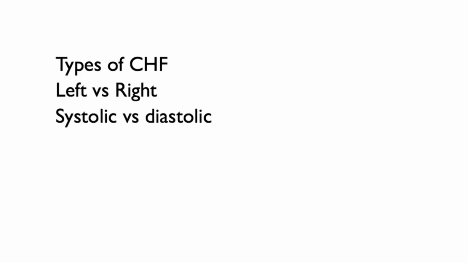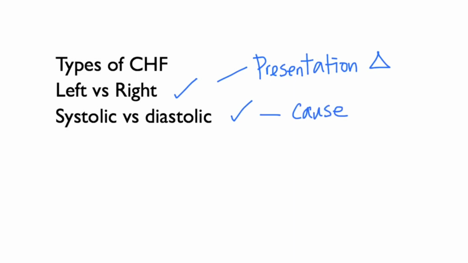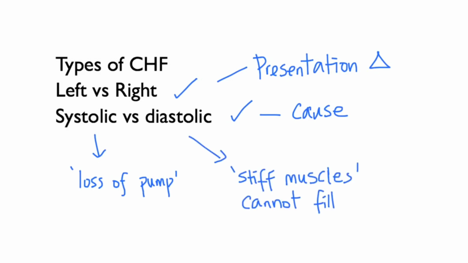There are different types of congestive heart failure. It can be divided into left versus right-sided, or systolic versus diastolic. Left-sided versus right-sided CHF presents differently. Systolic versus diastolic congestive heart failure is pointing to the cause. Systolic heart failure occurs when the pump is unable to pump forward. Diastolic heart failure happens when the myocardium is unable to relax, or the muscles are stiff, and therefore it is slow to fill.